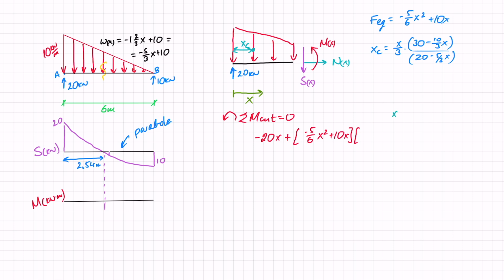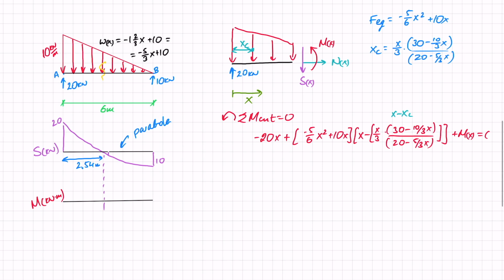But for the moment, I'm going to need the other distance. So actually what I'm going to need is x minus xc. So let's write that in. I've got x minus this whole thing, x over 3 times 30 minus 10 over 3x, divided by 20 minus 5 over 3x. Close those brackets and then close those brackets, and plus the moment, and all that equals 0. All that is in equilibrium.